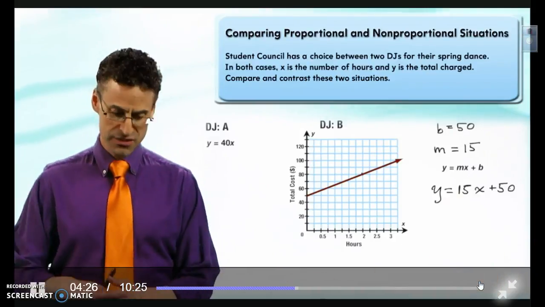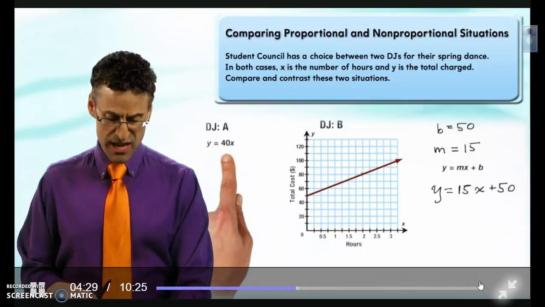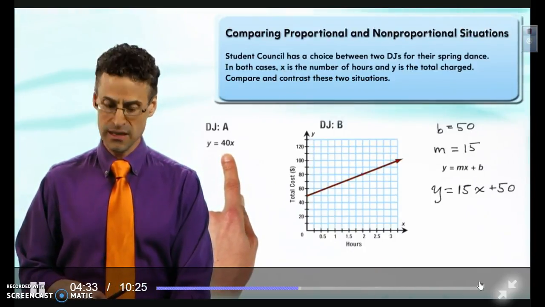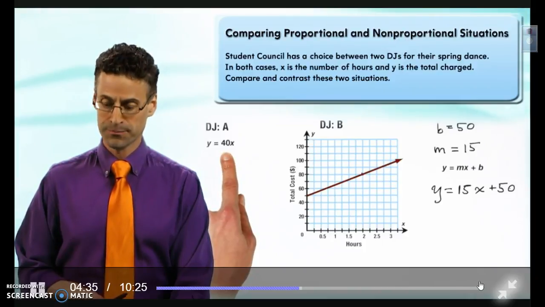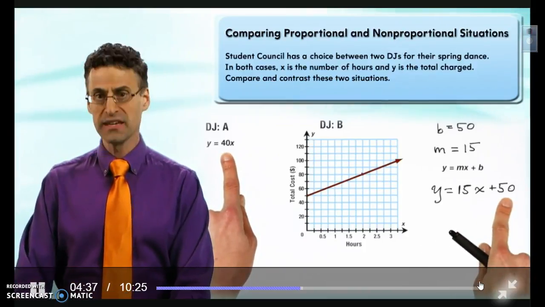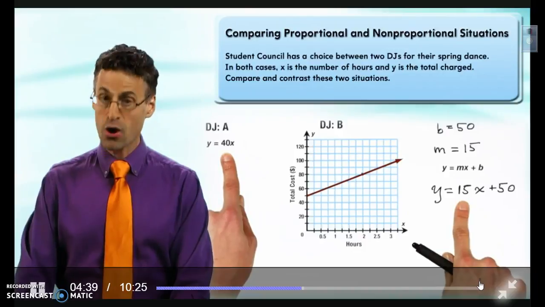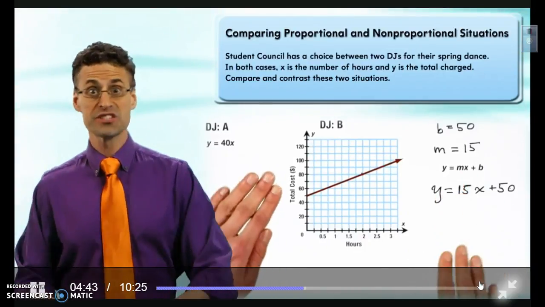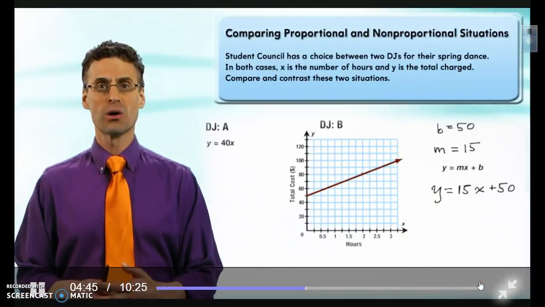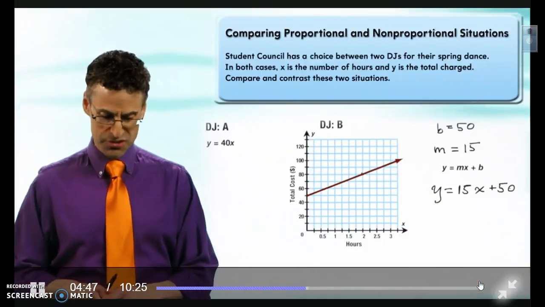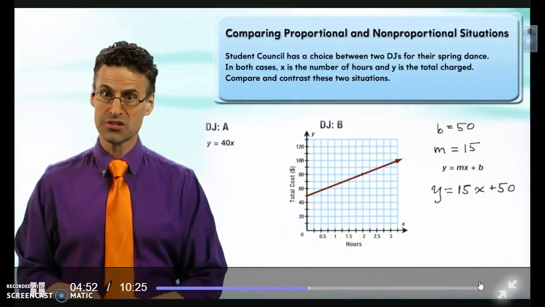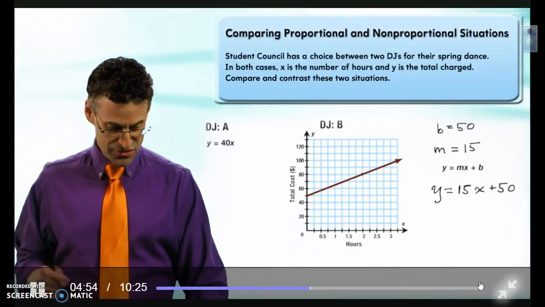So how do we compare these 2 DJs? This DJ has no initial fee, and it's $40 an hour. Here, you pay an initial fee of $50, but then only $15 an hour. So both are interesting depending upon how long you want them to play for. So there we analyze both situations. Here we have a proportional relationship. Here we have just a linear relationship. Isn't that great? I think it's kind of fun. So now we've analyzed it.